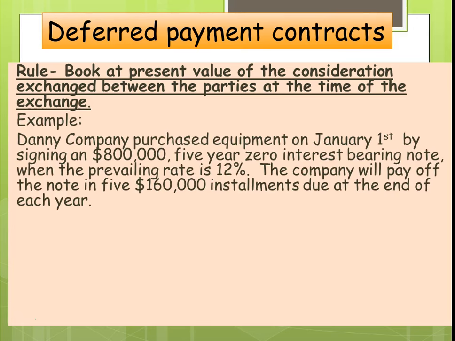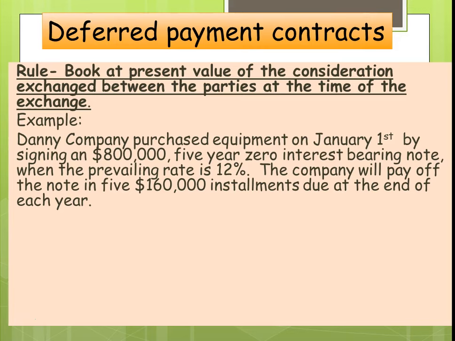In our example, Danny Company purchases equipment on January 1st by signing an $800,000 5-year zero interest-bearing note when the prevailing rate is 12%. The company will pay off the note in $160,000 installments due at the end of the year.